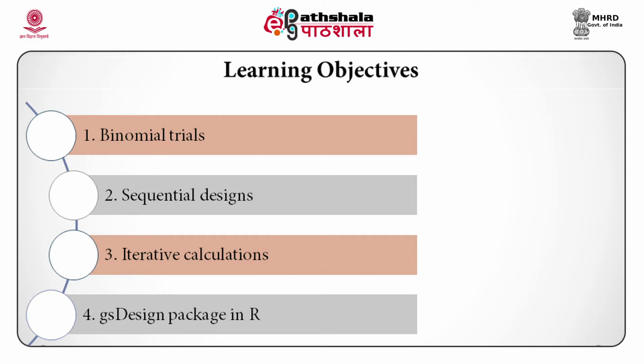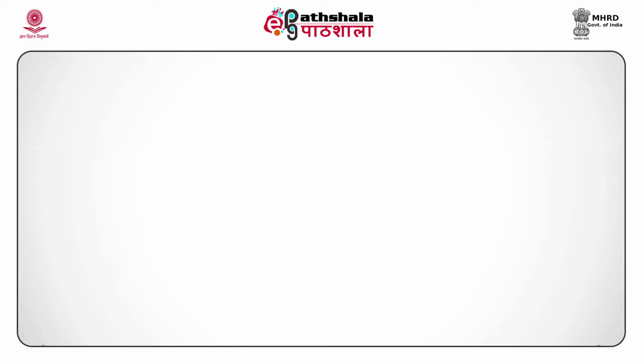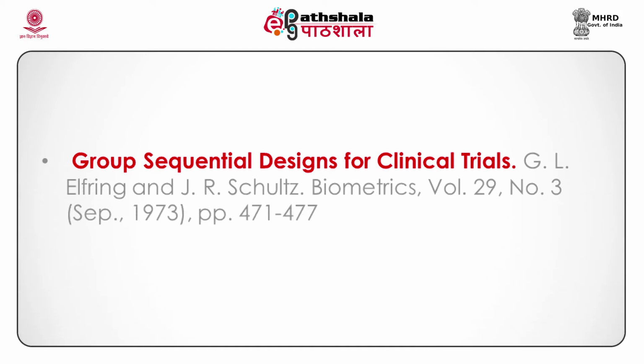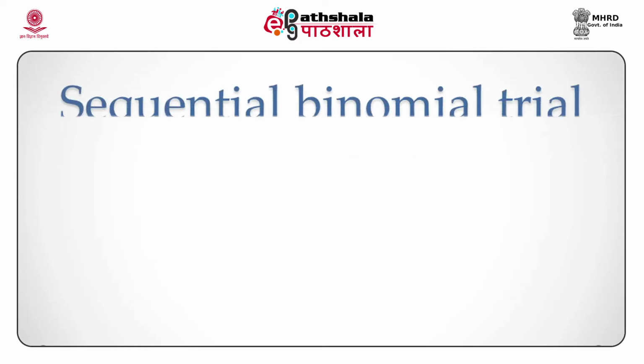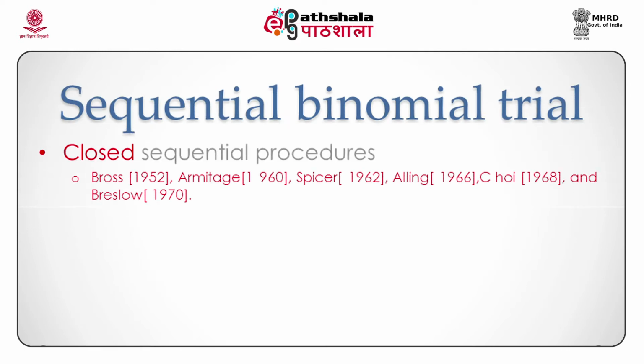Our approach in this module will be based on the paper by Elfring and Schultz entitled Group Sequential Designs for Clinical Trials, which appeared in Biometrics in 1973. Closed sequential procedures for binomial sequences have been presented by several authors: Bross in 1953, Armitage in 1960, Spicer in 1962, Alling in 1966, Choi in 1968, and Breslow in 1970.